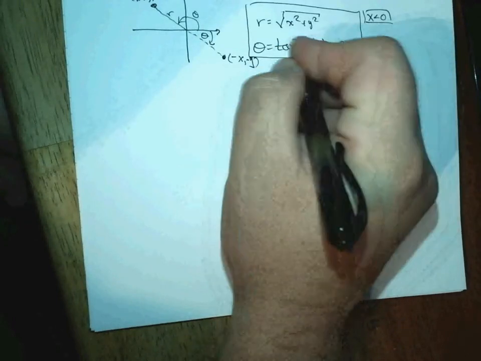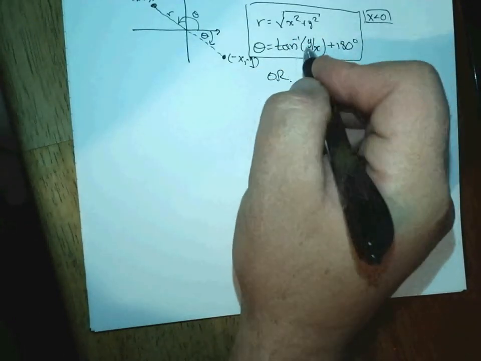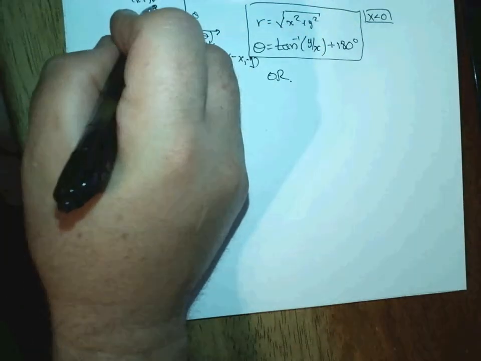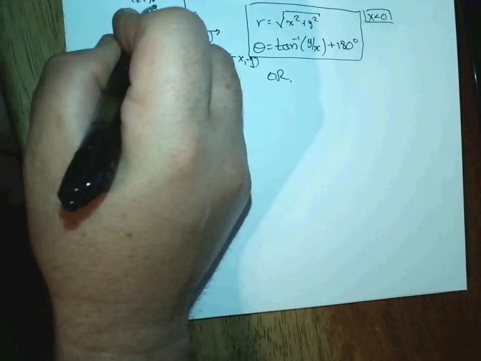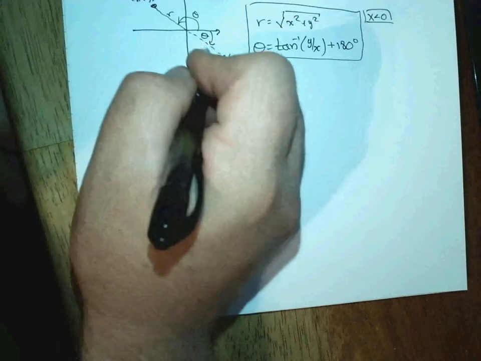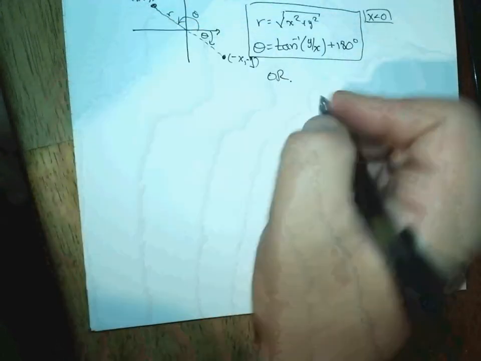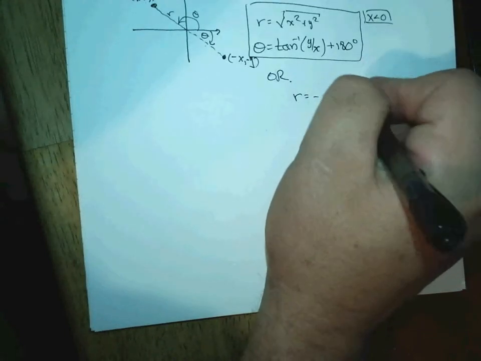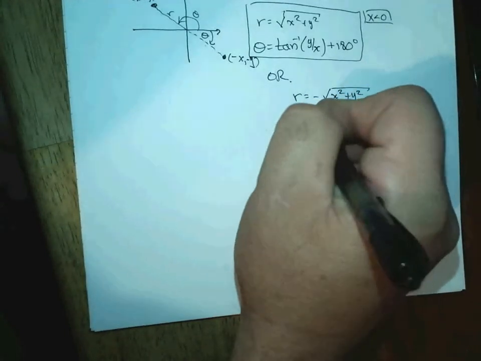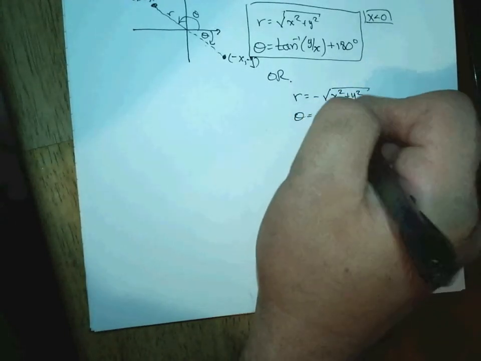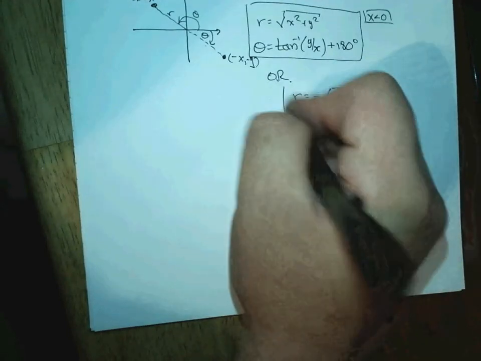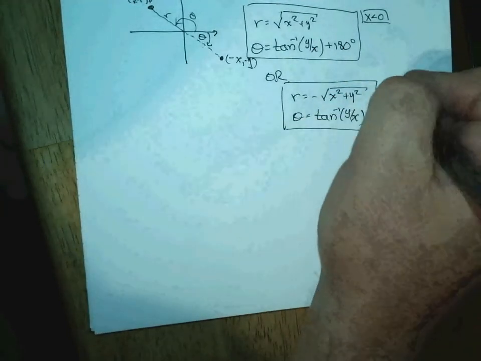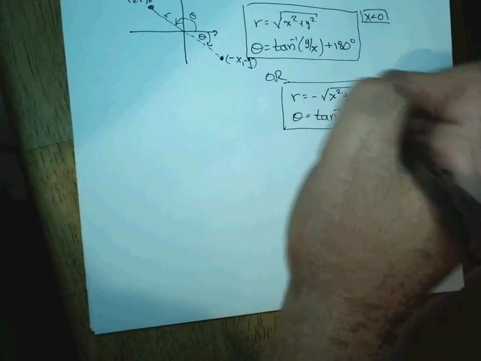Now, there's an alternate way you could go about doing this. If you didn't want to mess with the theta, if you want to keep it the inverse tangent and use this as the angle, but you want to get this point up here, you know how you would do that? You would simply take the r to be negative so that you go in the opposite direction. So you could take r to be the negative square root of x squared plus y squared and keep the theta as the inverse tangent of y over x.